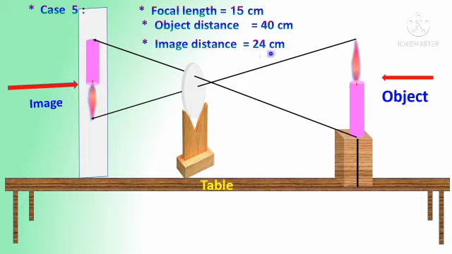Image distance small v is 24 centimeters. Now the characteristics of the image are real, inverted, diminished one, small one.